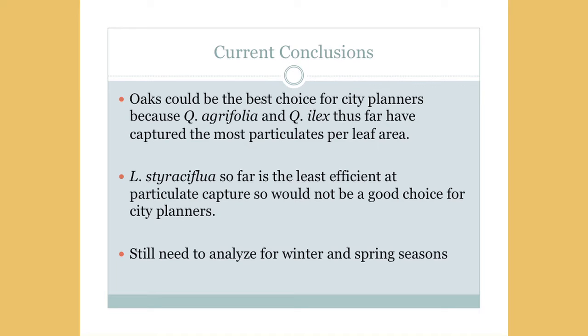My hypothesis of Platanus racemosa isn't really coming in clear yet. It's one of the lower ones in particulate buildup, so we'll see how that goes. And then again, Liquidambar styraciflua is the least efficient. But I still need to do data collection and a lot more graphs and processing. So that's what I have thus far.